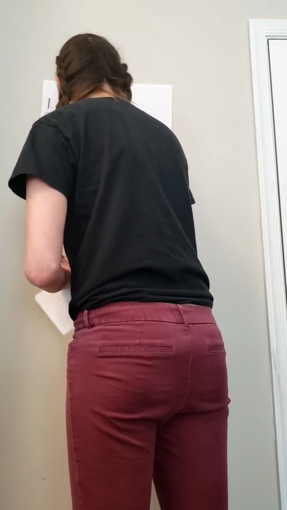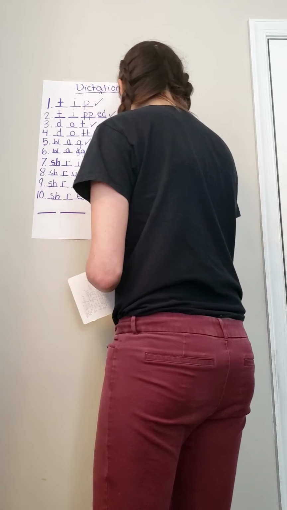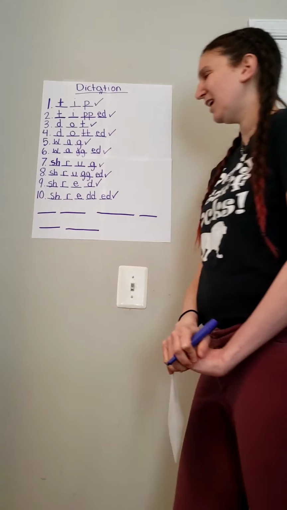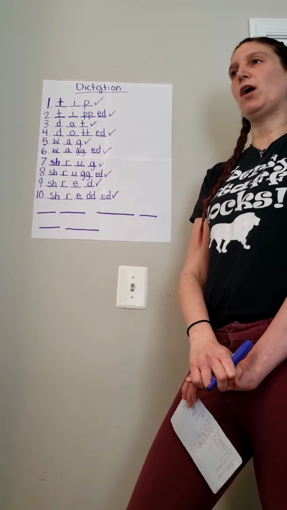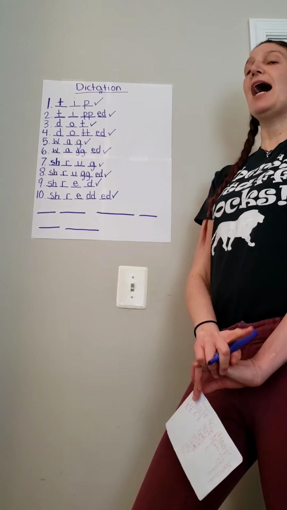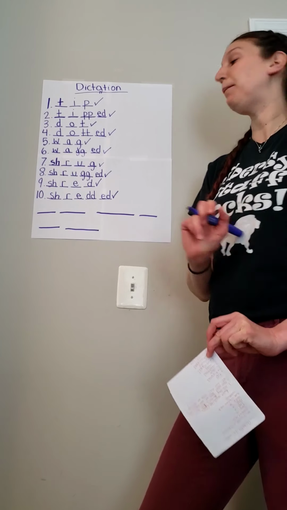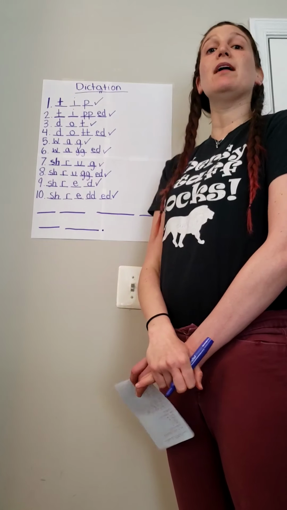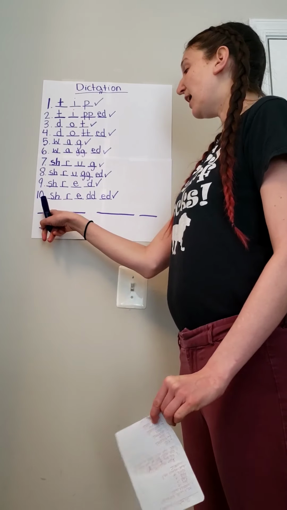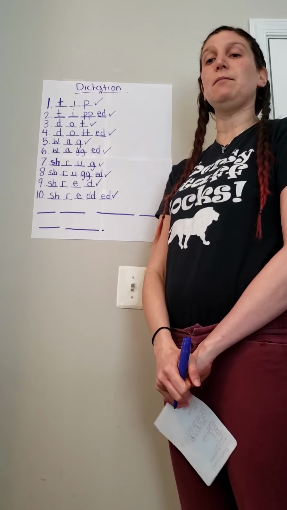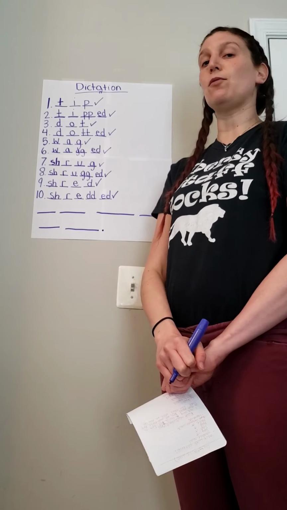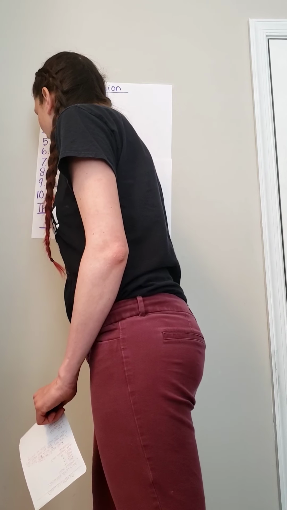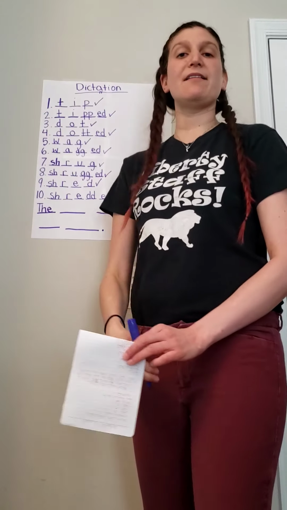Let's write a line for each word. The band marched up the block. Is this a statement or a question? I think it's a statement, so I put a period at the end. Now, let's write our words. I start with a capital T because the first letter of a sentence is always capital. And let's tap that out.